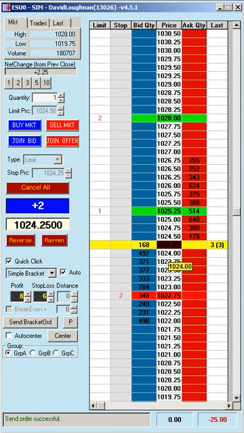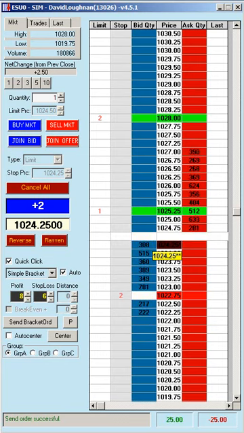So adding to trades is very, very easy. If you're on the buy side, you're just buying at whatever price you want to add in at. Obviously there's a bit of an art to doing all that, but for this I'm just showing you how to place the orders.